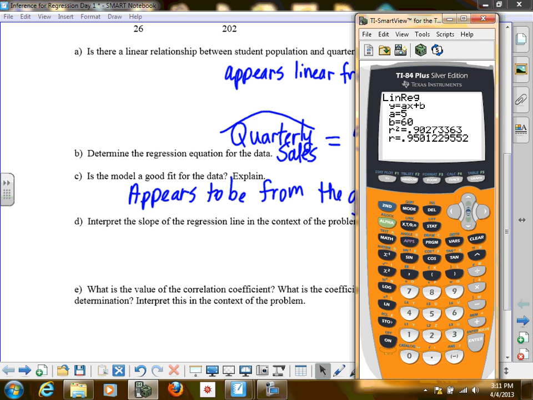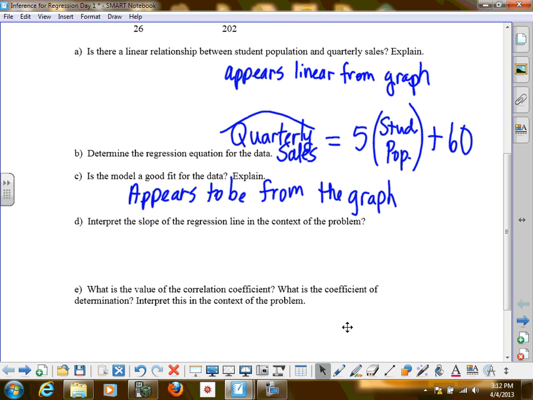Now, D says interpret the slope of the regression line in context. This is something that, yes, it's from Algebra 1, but somehow you get stuck, and we can't make this real world connection. So I have 5x going on as my slope, or I have 5 happening as my slope. But in context of this problem, what does that actually mean? Close. Very close. He said for every 5,000 students, the predicted sales goes up by 1,000.